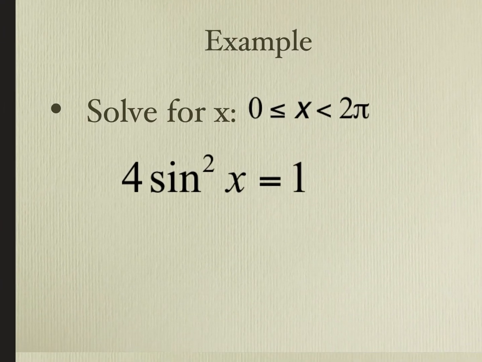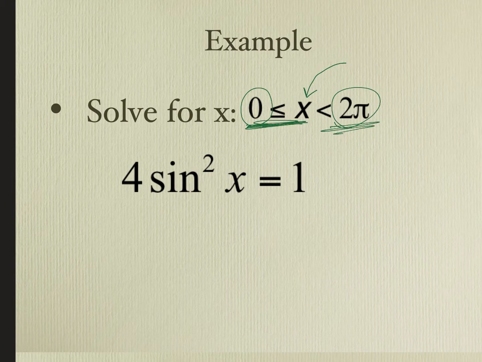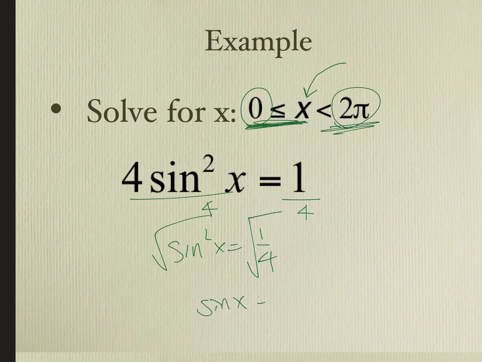Okay, so let's start with this. We are solving for x, which makes total sense, right? We want to know which angle works. And it has to be between 0 and 2 pi. 0 is included, but 2 pi is not. So to solve this problem, I'm going to divide both sides of this equation by 4 and get sine squared x equals 1/4. And then I'm going to take the square root of both sides and get plus or minus 1/2.